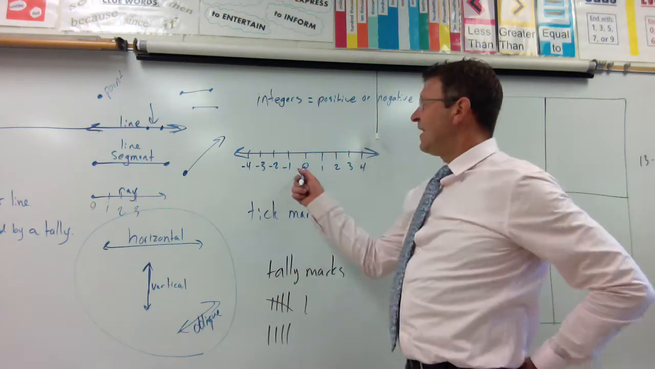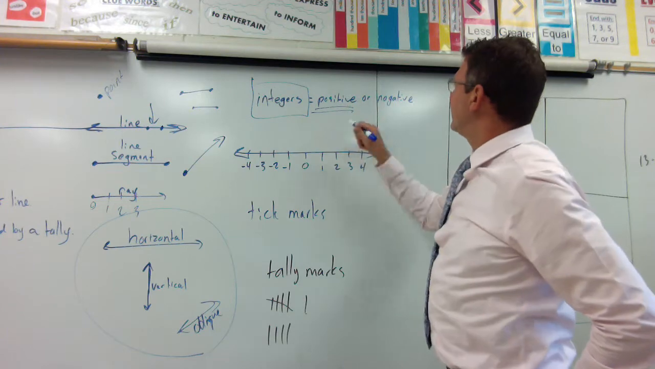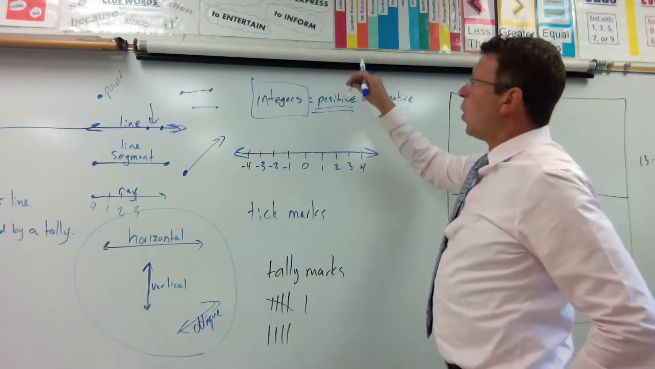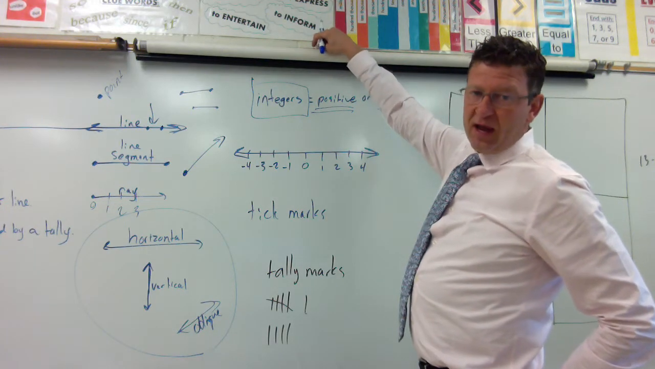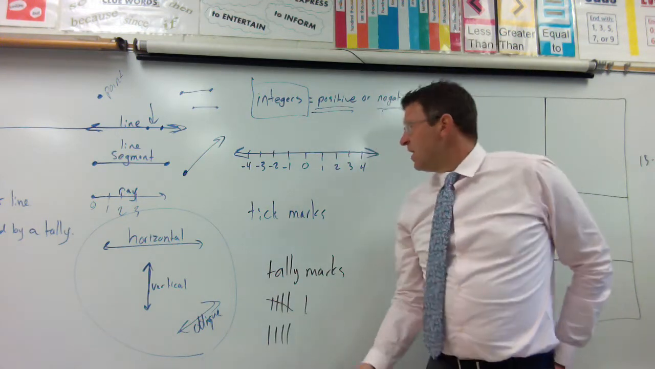But if we add the negative numbers to it, then those are called integers. All positive and negative whole numbers. Notice it's not 4 1/2, they're whole numbers. So these are integers, okay?